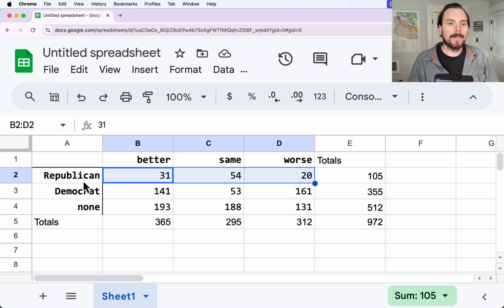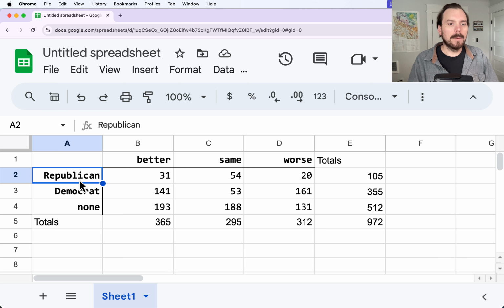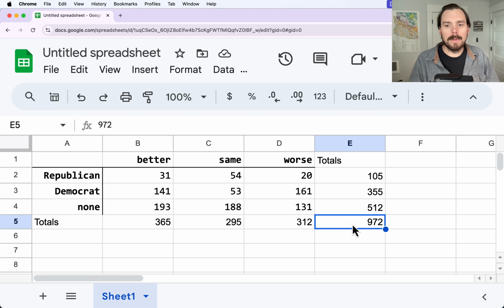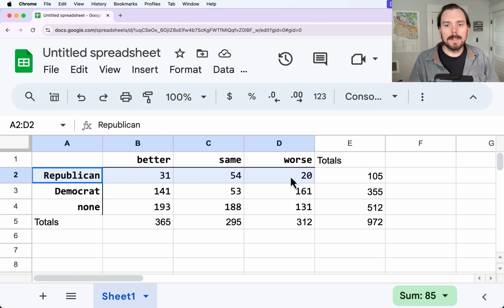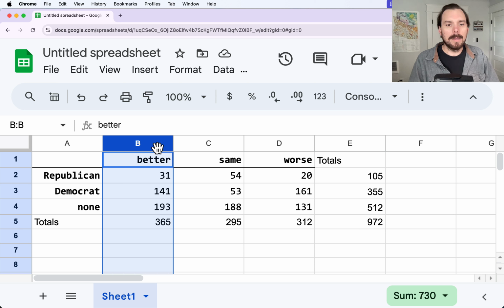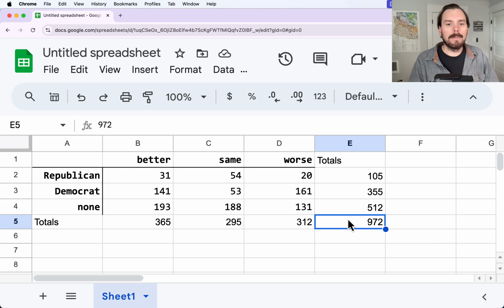For example, the probability of selecting one person who's a Republican out of this group, or just saying the proportion of Republicans or percent of Republicans, would be 105 out of 972. So we think of all of these as measuring Republicans in their view of the economy and the total. I could find the percentage of people who thought the economy was getting better, 365 out of 972. And I could do unions and intersections as well.